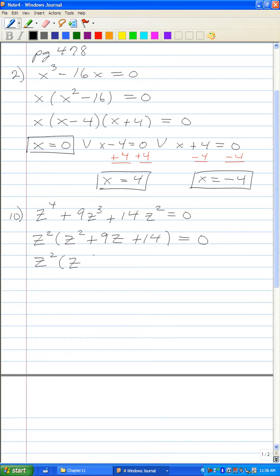And so this is a monic quadratic. Let me bring down the plus. Positive times positive is positive. I want two whole numbers whose product is 14 and whose sum is 9: 7 and 2. Set each factor to 0 and solve for z.